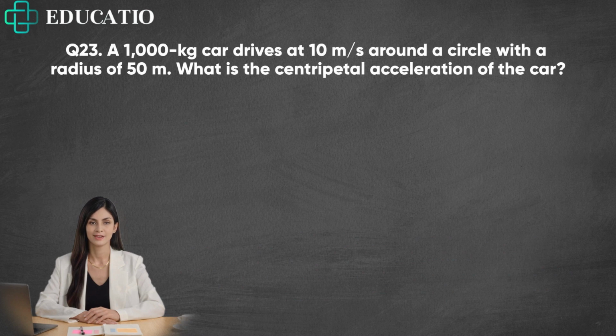Question 23. A 1,000 kg car drives at 10 meters per second around a circle with a radius of 50 m. What is the centripetal acceleration of the car? A. 2 meters per second squared. B. 4 meters per second squared. C. 5 meters per second squared. D. 10 meters per second squared.